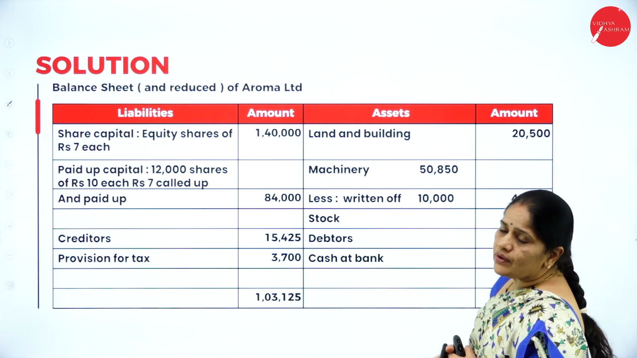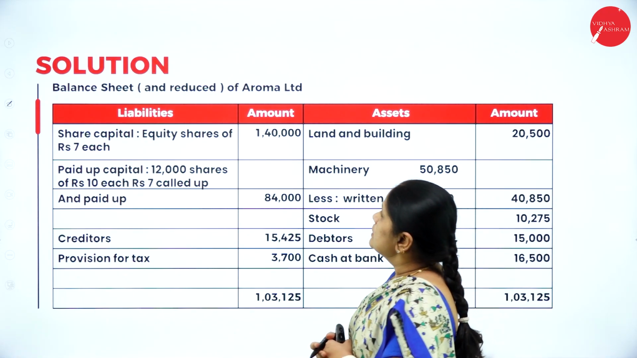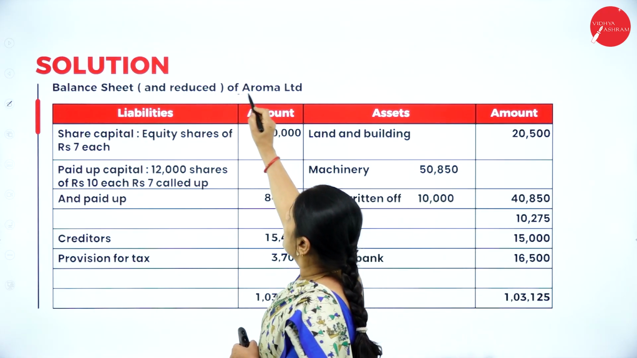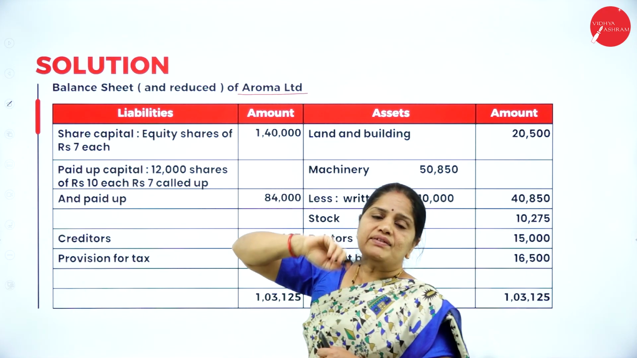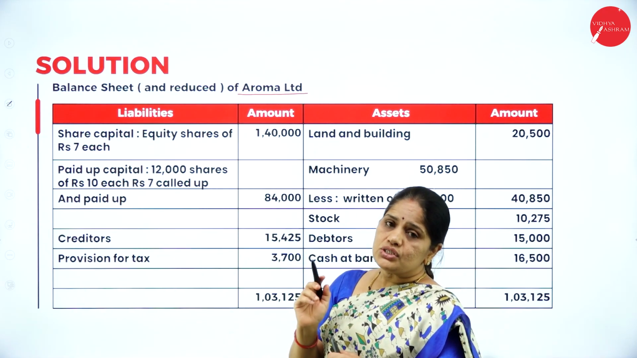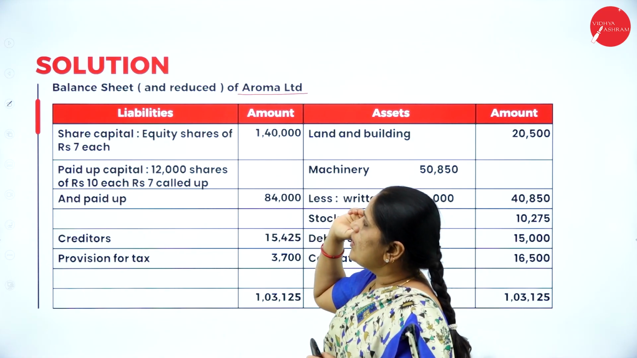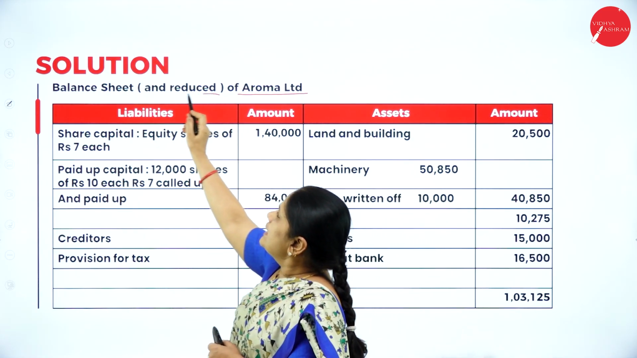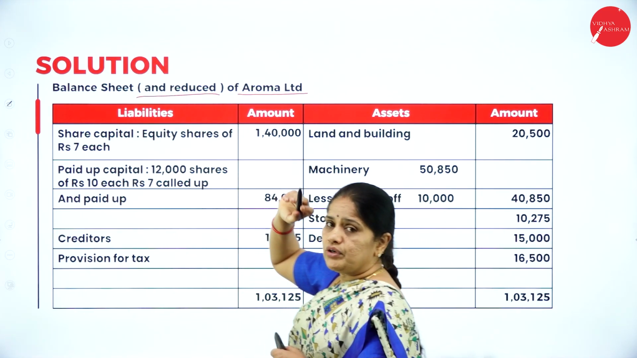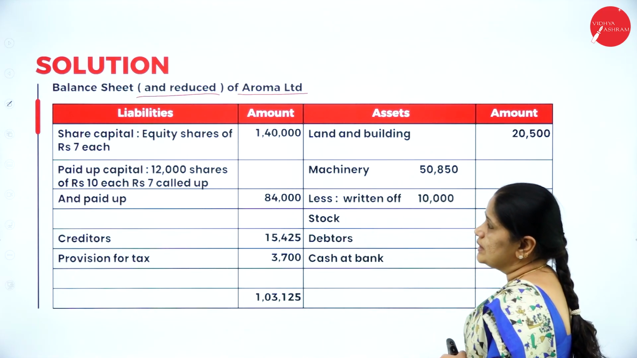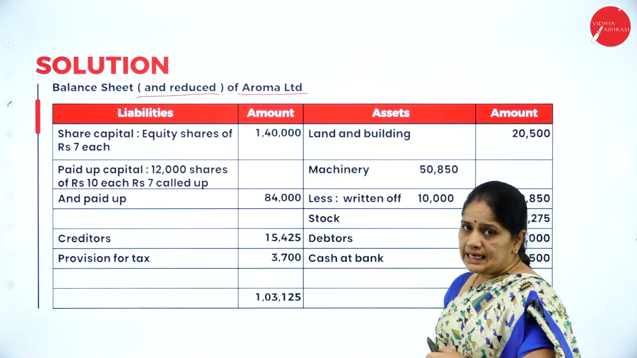Then next we have the balance sheet. So the balance sheet of Aroma Limited. Now whenever there is a capital reduction, you have to write this in this format, balance sheet and reduced. So this is how you will be writing the heading for the balance sheet of capital reduction.